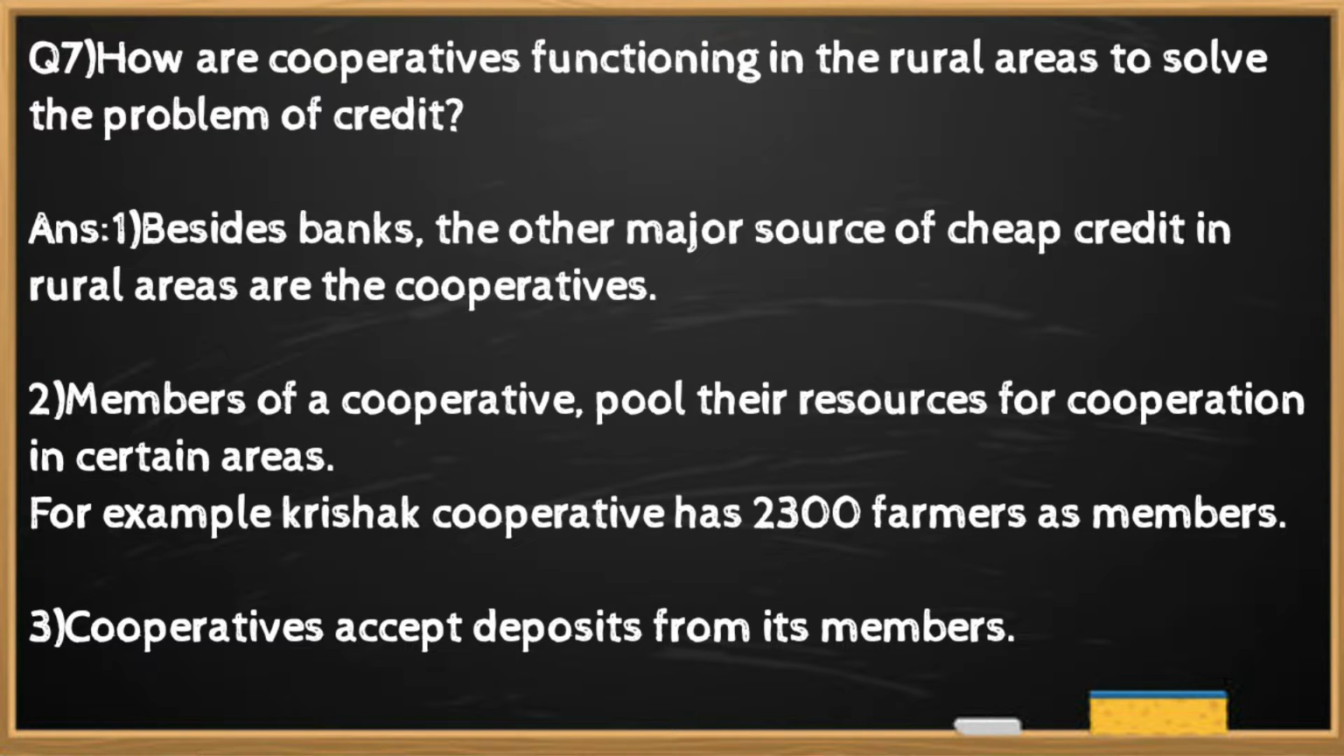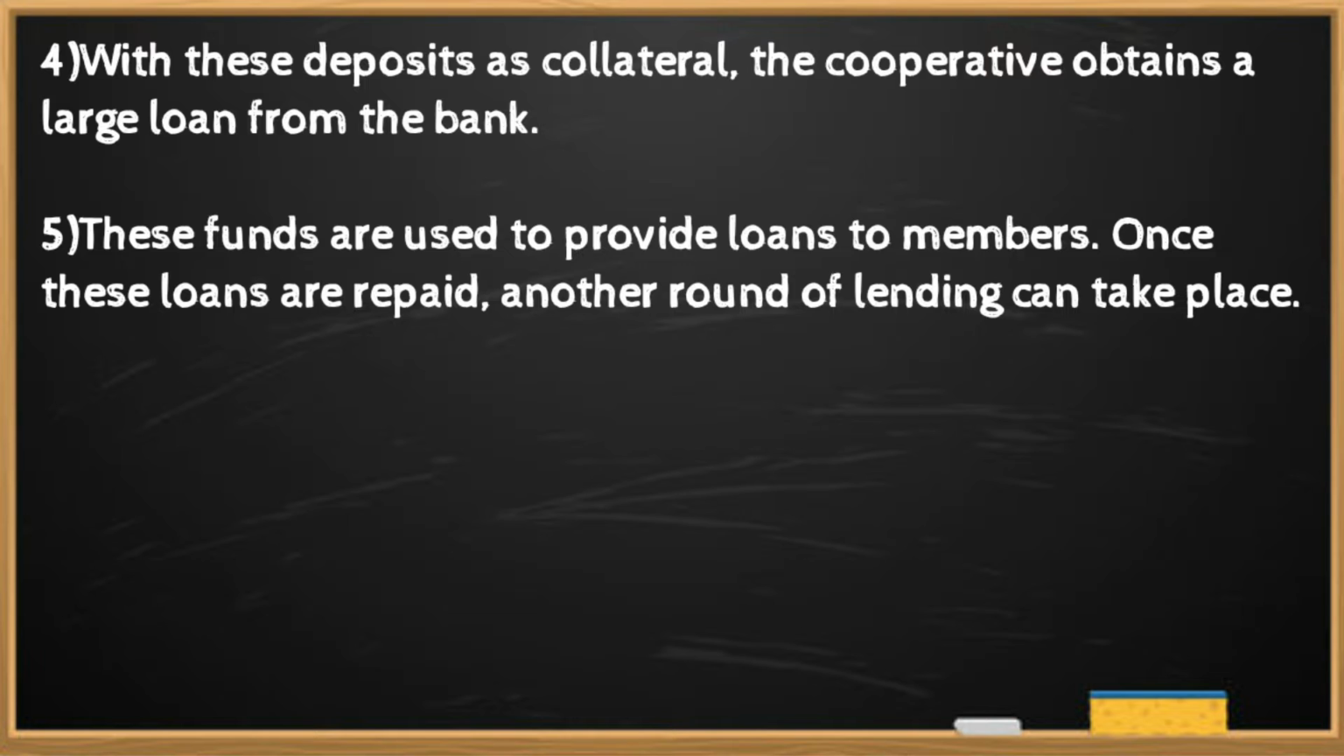Question number 7. How are cooperatives functioning in the rural areas to solve the problem of credit? And the answer is, besides banks, the other major source of cheap credit in rural areas are the cooperatives. Members of a cooperative pool their resources for cooperation in certain areas. For example, Krishak Cooperative has 2300 farmers as members. Cooperative accepts deposits from its members. With these deposits as collateral, the cooperative obtains a large loan from the bank. These funds are used to provide loans to members. Once these loans are repaid, another round of lending can take place.